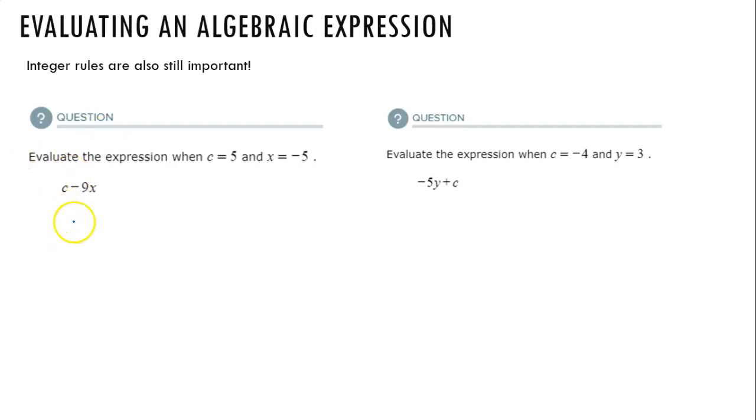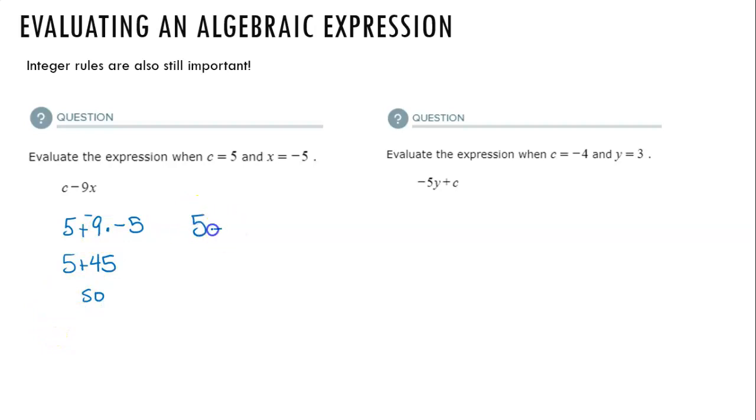You should have noticed that we had some negatives. So we have 5 minus 9 times negative 5. Well, if we remember that we can do keep, change, change, this becomes a little easier because then we can bring down the plus. Negative 9 times negative 5 is positive 45, and 5 plus 45 is 50.